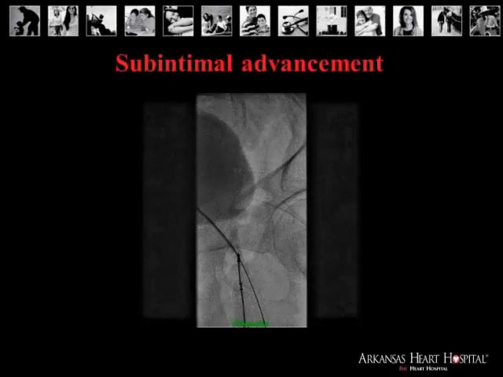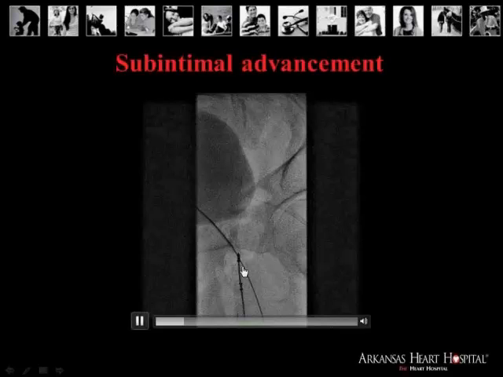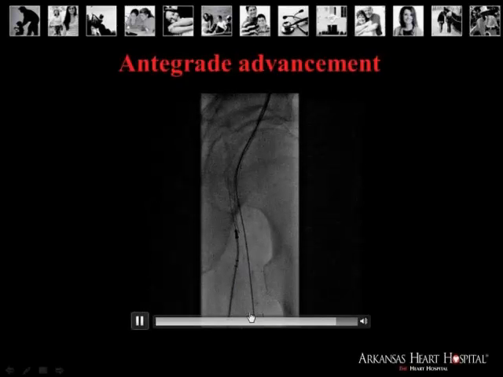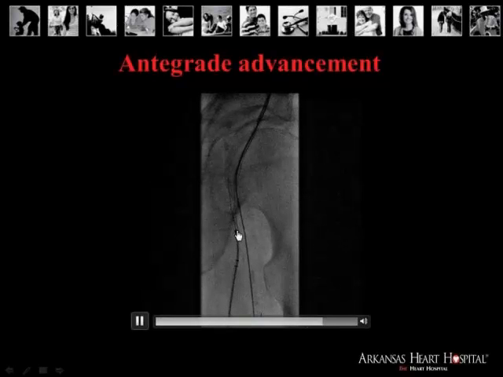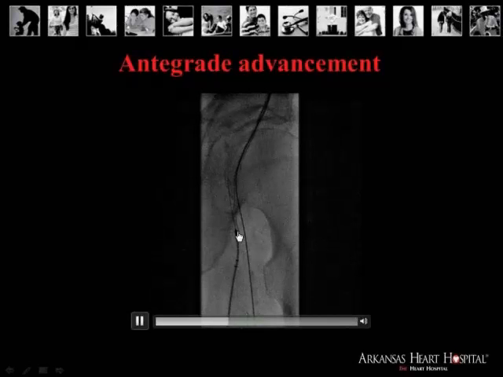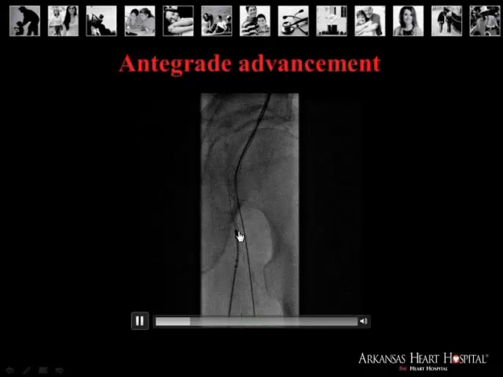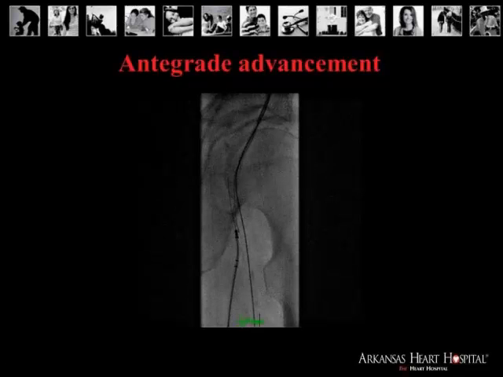At this point, I was able to place a J-wire down into the profunda and upsized to a 7x10 sheath. I then took a Glide Advantage wire and prolapsed it into the ostium of where the SFA would be. I then pulled back the Ocelot catheter, and the Glide Advantage was able to cross the flap that was remaining, separating the true lumen from the reconstituted SFA.